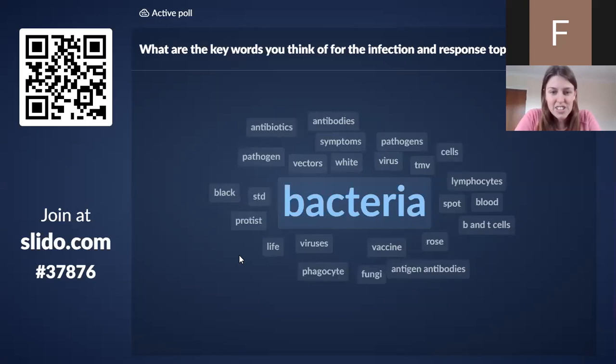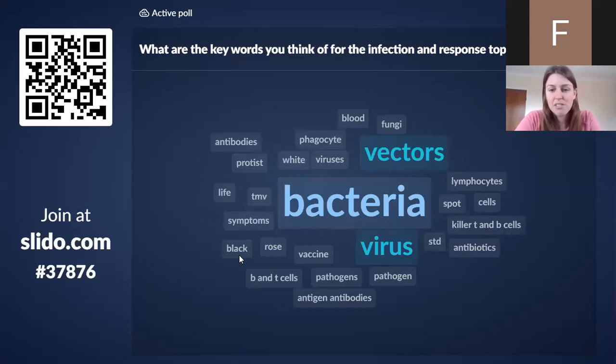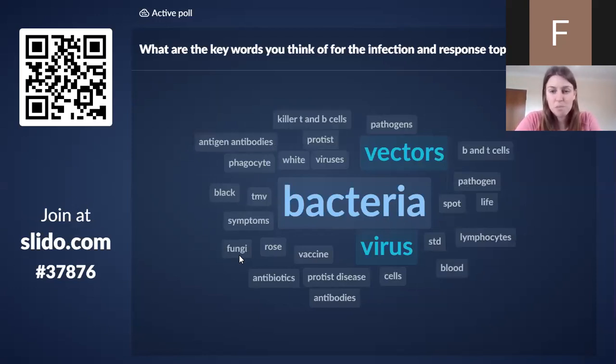This is really good. Got bacteria in the middle there. Everyone's thinking of bacteria when they think of disease, which is interesting actually, because if you think at the moment, the disease that is why we're all social distancing and why you're attending an online school is caused by a virus. And yet we still consider bacteria mostly when we think about disease.